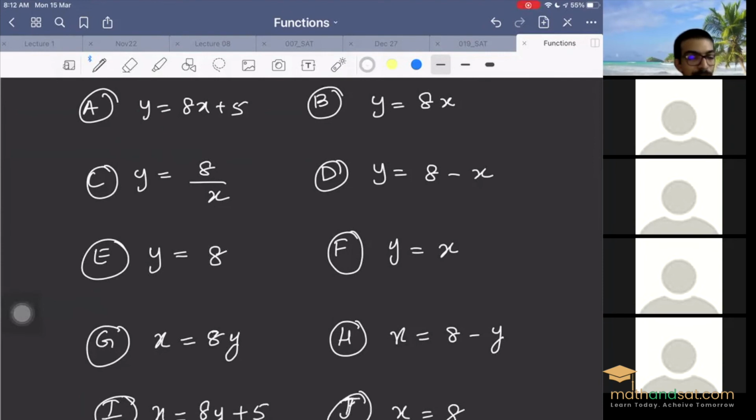Tell me which of these equations will represent a linear function. You have to list down all of them. It's not just one that represents a linear function.